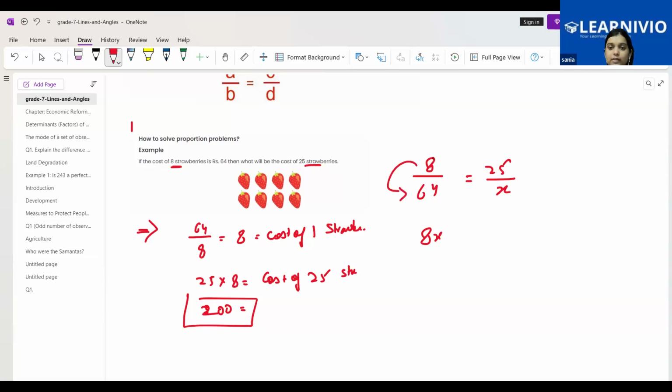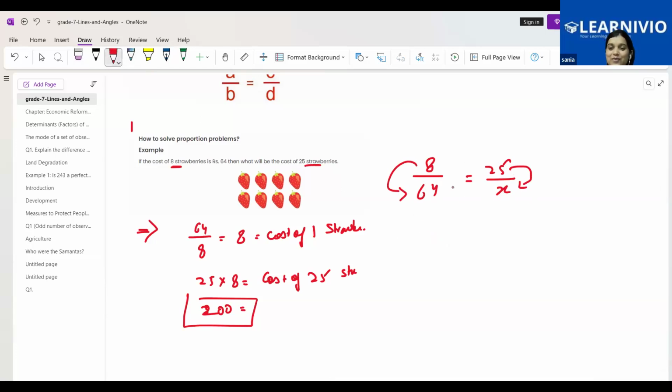Wait a minute, Ibrahim, let me explain. 8 strawberries are for 64. 25 strawberries, you don't know the cost. So you took the cost for 25 strawberries as X. Got the point? Why I wrote it like this? 8 strawberries are for 64 and 25 strawberries you don't know for how much. Clear? Is this clear to everybody? Till here what I do?